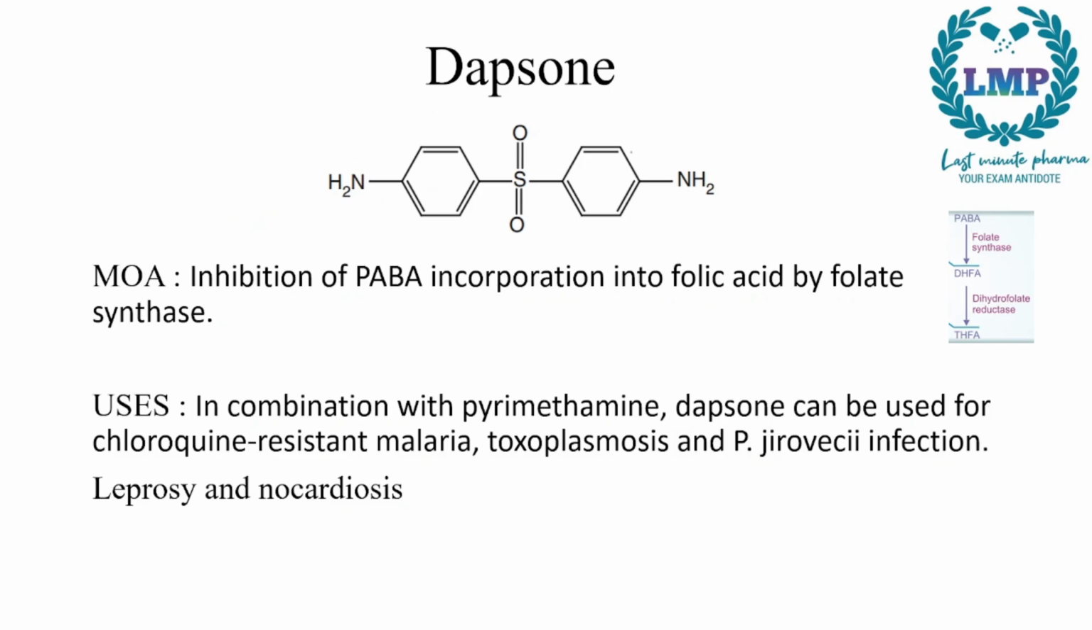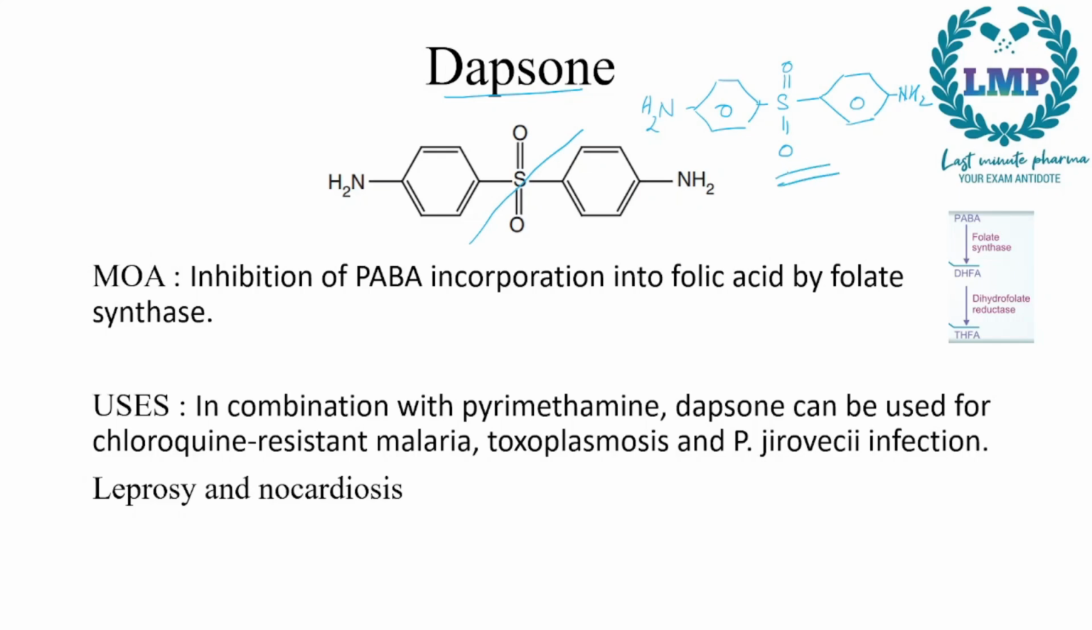The structure of dapsone is very easy. Just imagine there is a mirror kept right here. Dapsone is drawn like a benzene ring here with an amino group, a sulfur in the middle with double bond O on either side. Then we have another benzene ring, another amino group. So this is the structure of dapsone.